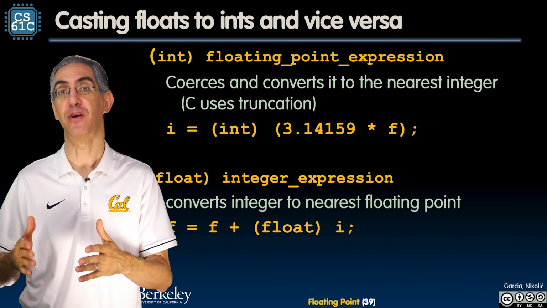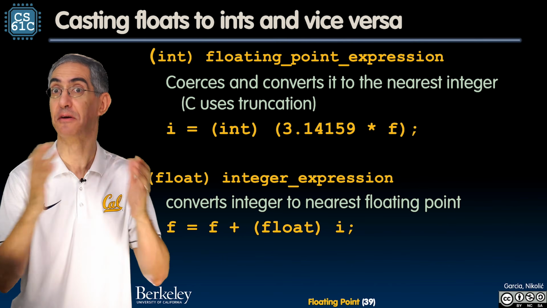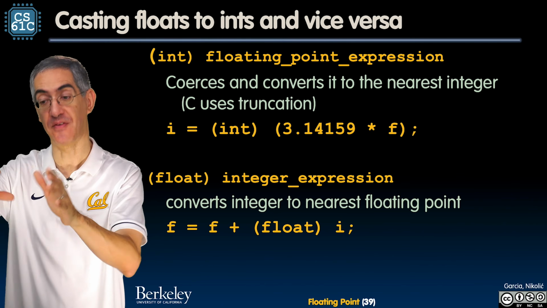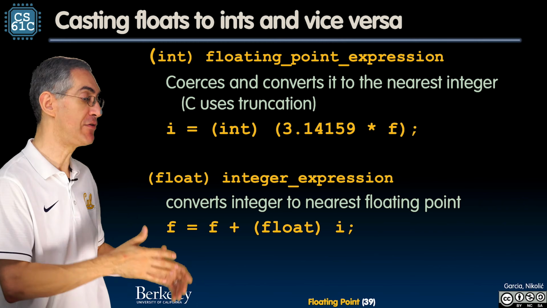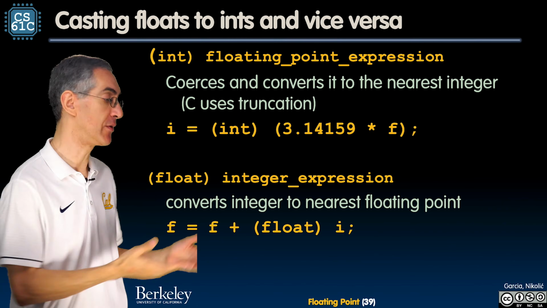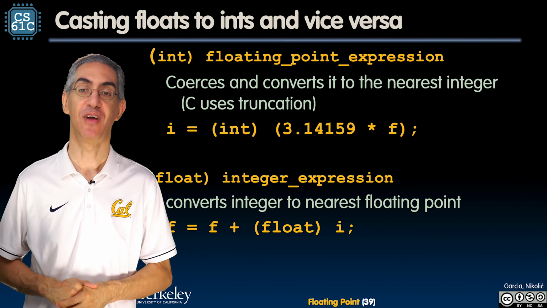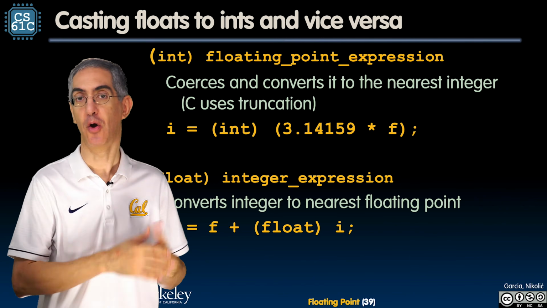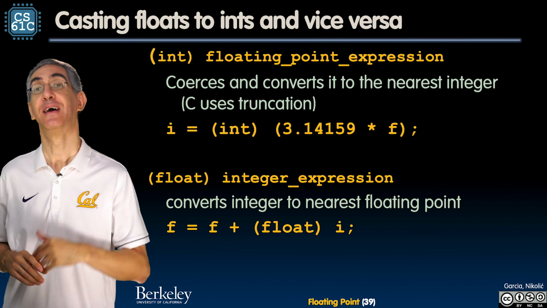Here, if you've got a floating point number you want to convert to an integer, you just say int. If you remember in Python, it was int parentheses, a function call. Here you just typecast it with the parentheses int. So here's 3.14159 times some float, that's obviously a float, and now you cast that to an int to see what the closest integer might be.